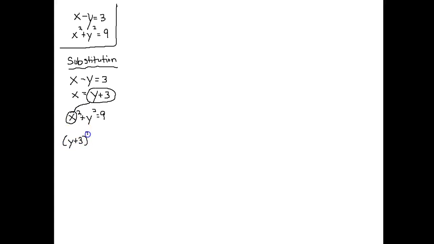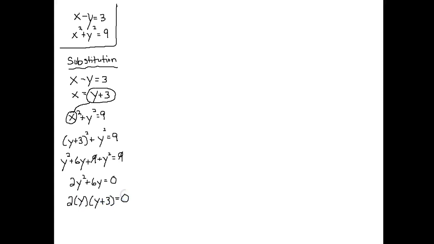I got y plus 3 squared plus y squared equals 9. Okay, y plus 3 quantity squared. y plus 3 times y plus 3 gives me y squared plus 6y plus 9. Then I got plus y squared equals 9. I can subtract 9 from both sides. I got 2y squared plus 6y equals 0. Factor out 2, factor out y, and then you got y plus 3. So y equals 0, y plus 3 equals 0.